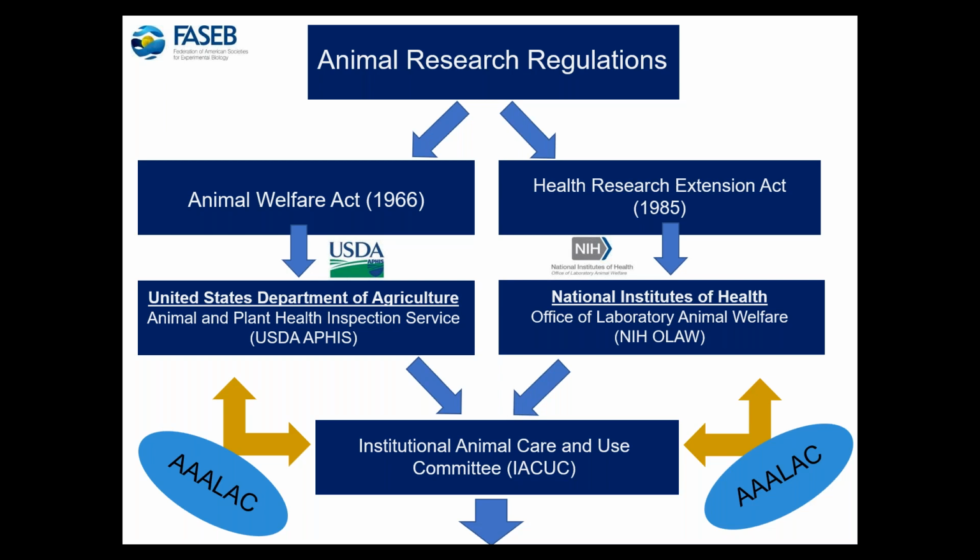Now, two different federal agencies are responsible for enforcing these laws, as you can see from the arrows pointing down. The Animal Welfare Act is enforced by the United States Department of Agriculture, specifically the Animal and Plant Health Inspection Service, or USDA APHIS. The PHS policy is enforced by the National Institutes of Health Office of Laboratory Animal Welfare, NIH OLAW. Last week, as I said, we learned how these agencies enforce these laws to make sure animal welfare is maintained. Both of these laws, though, require research laboratories to stand up institutional animal care and use committees, or IACUCs, as you can see from both arrows pointing toward it.